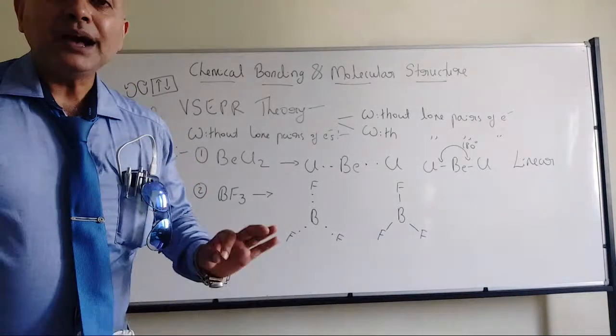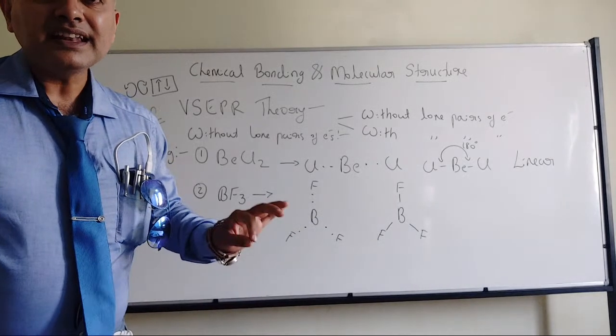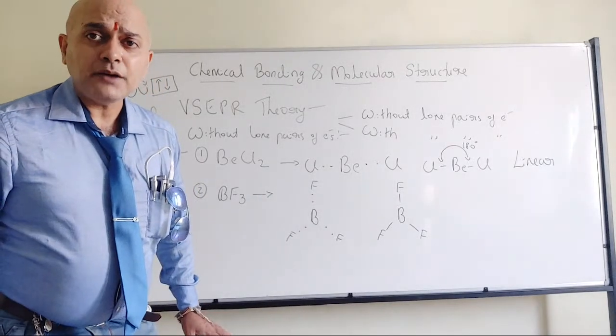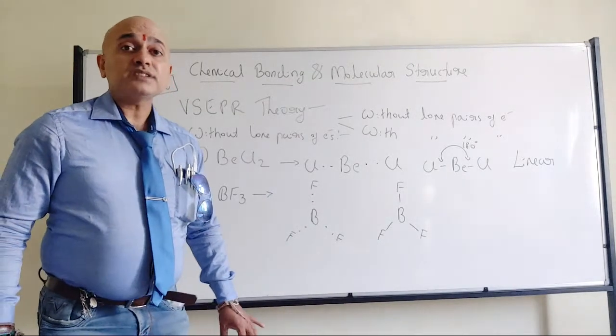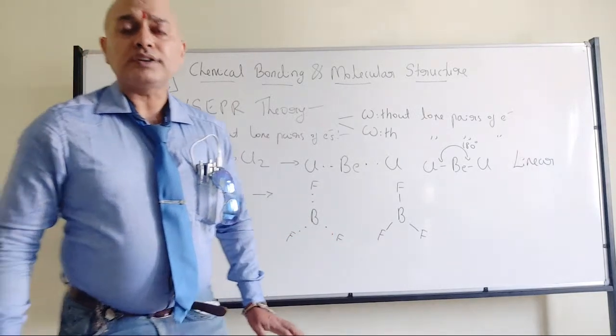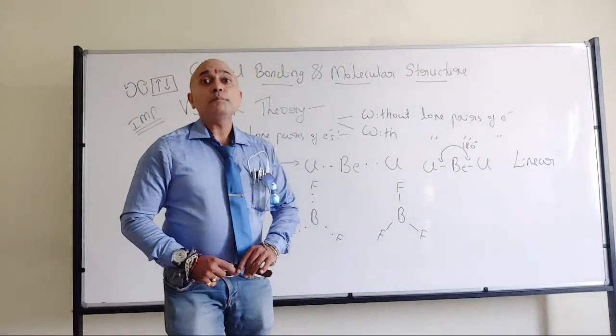So please, I am not talking about fluorine. I am focusing on central atom only, that is boron. What do you mean by central atom in a compound? Central atoms are those to which all the other elements are making bond. Okay? So that's why boron does not have any lone pair of electrons.